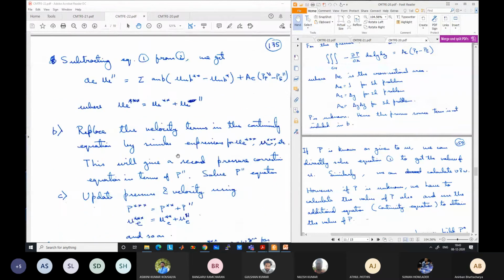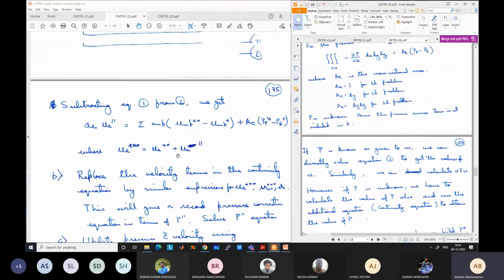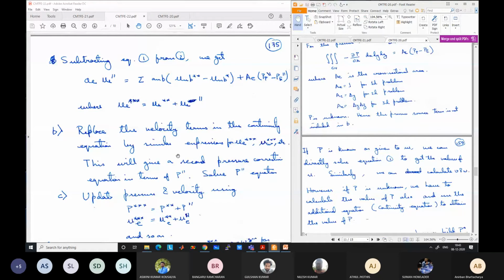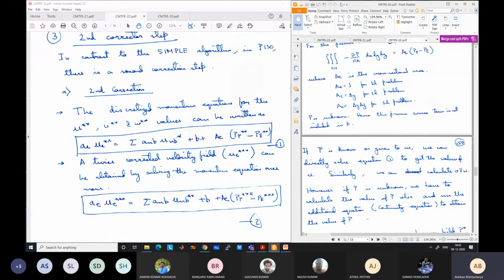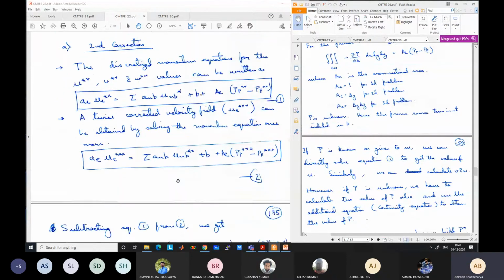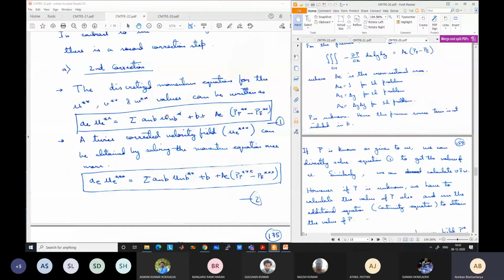I have to check this part. In the book, it is given like this, what I have written, uNB star. Whether it is actually double star will also work; this term will get omitted totally. So let us go with this, because this is the standard formulation for the algorithm.